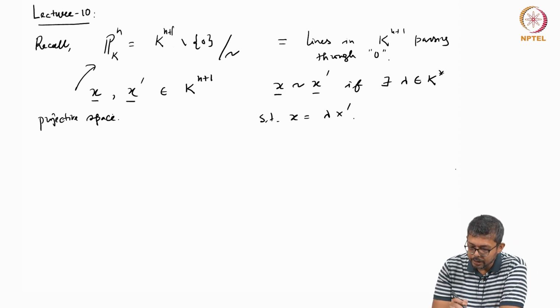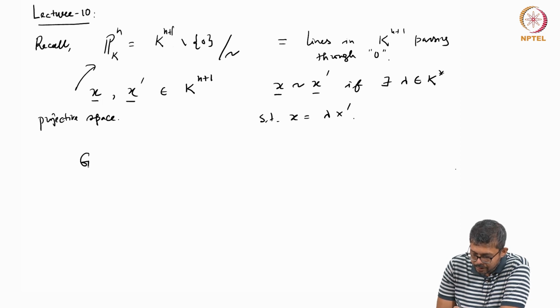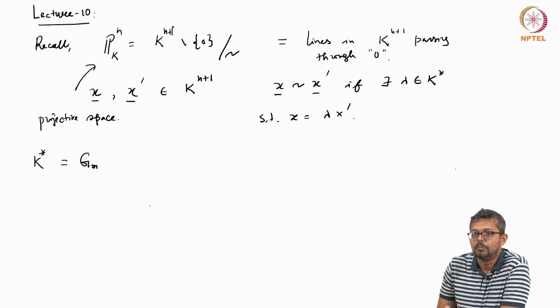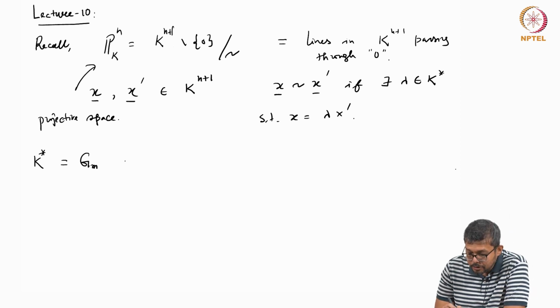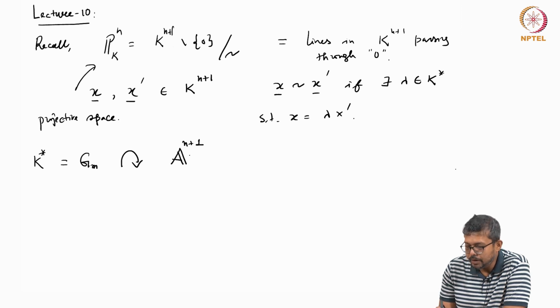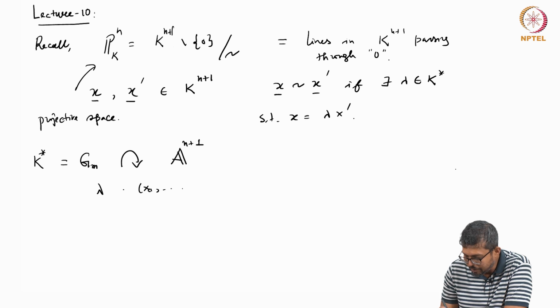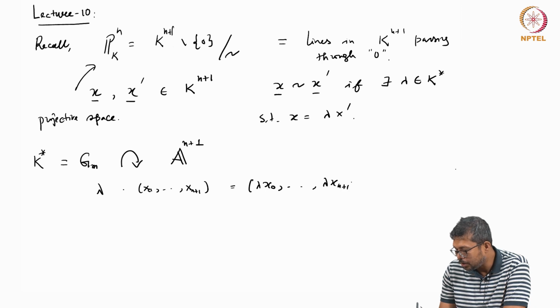Also, you can think about this space via an action. Sometimes I will write G_m as K star; G_m means the multiplicative group. So, G_m acts on A^(n+1) by diagonal action. You take lambda and x_0, ..., x_n, and it acts diagonally, that means lambda x_0, ..., lambda x_n.